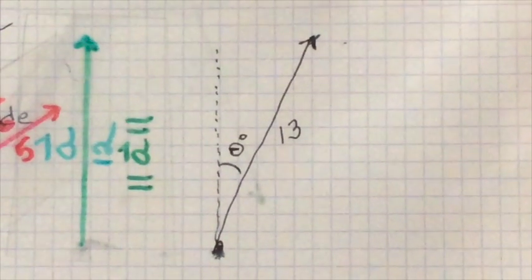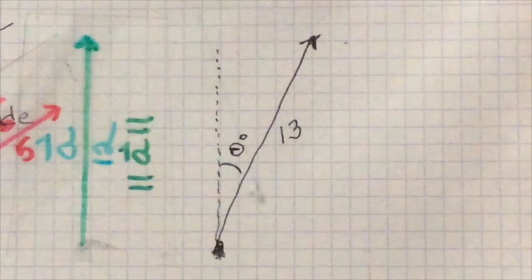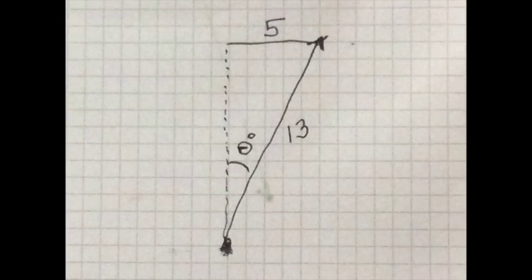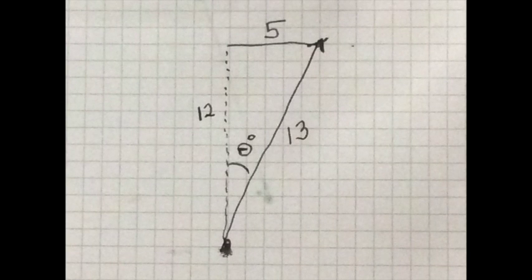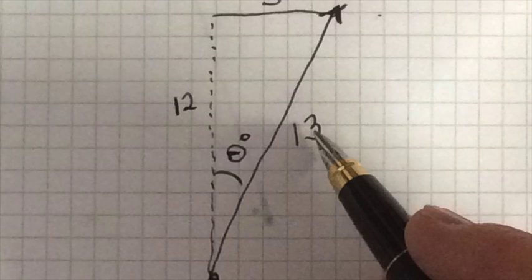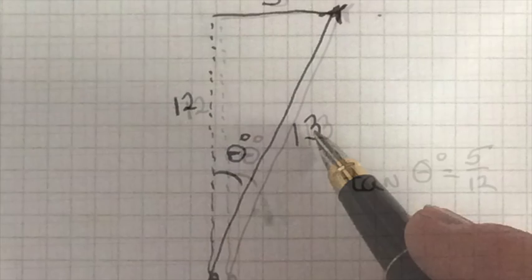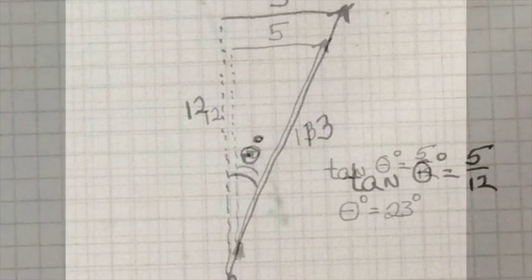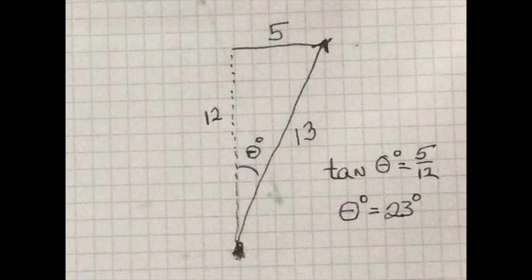Use your calculator. We've got the 5 as that length on the triangle. You've got 12 as that length on the triangle. You've got theta as that angle. We've already figured out 13. But the tangent of theta is going to be 5 over 12. And that's roughly 23 degrees.